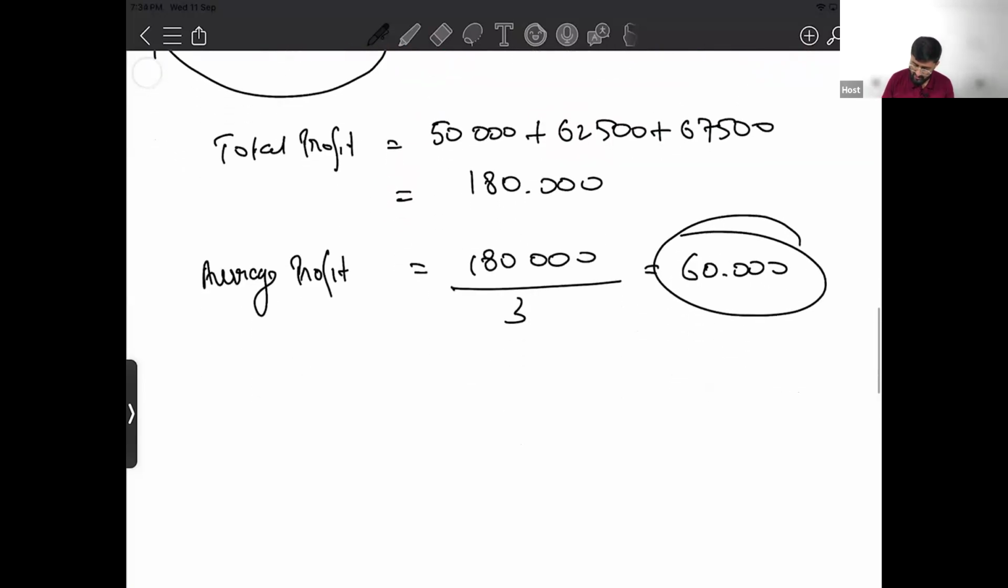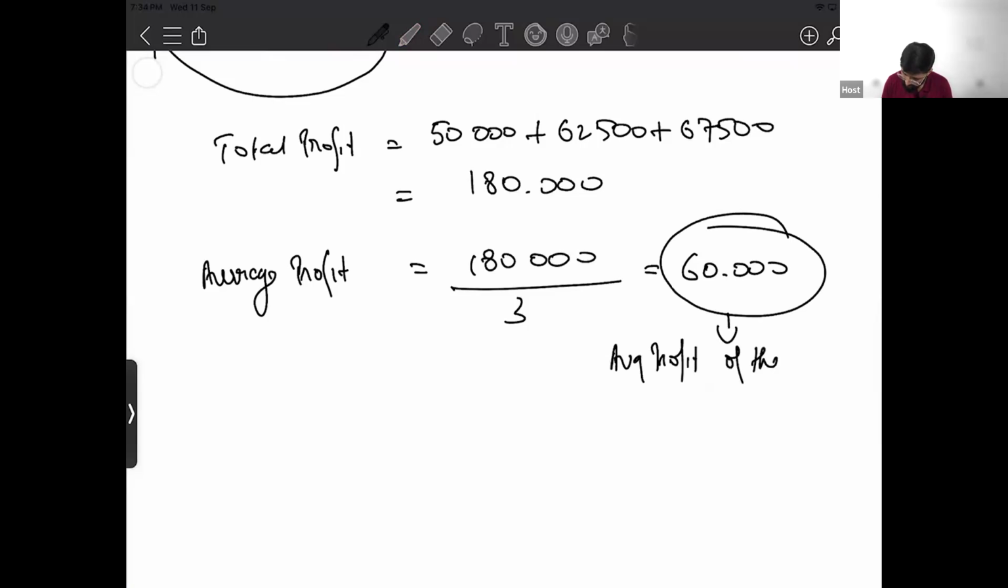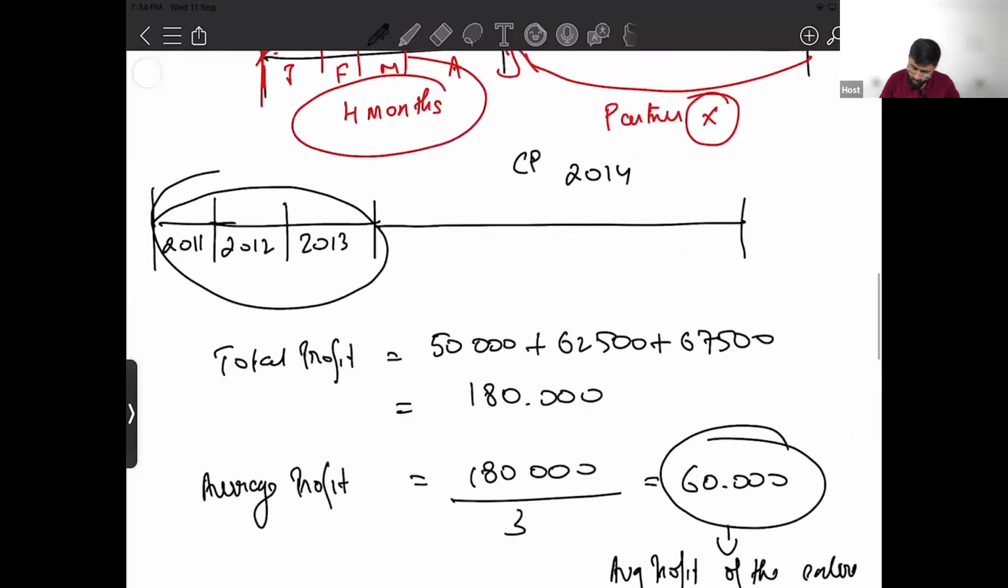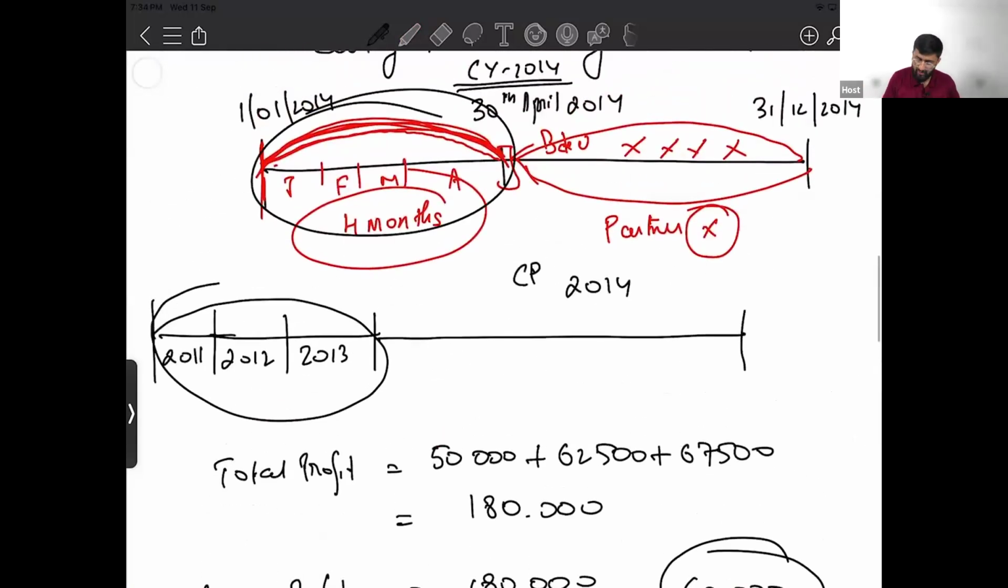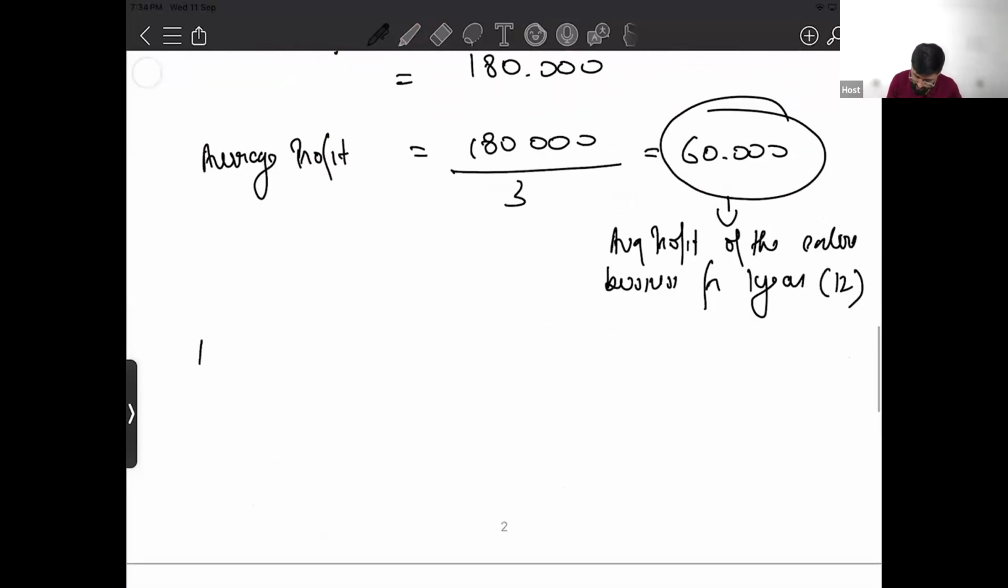So this is the average profit of the entire business for 1 year, that is, 12 months. But we need the 4 months' profit. Now let's find out the 4 months' profit.